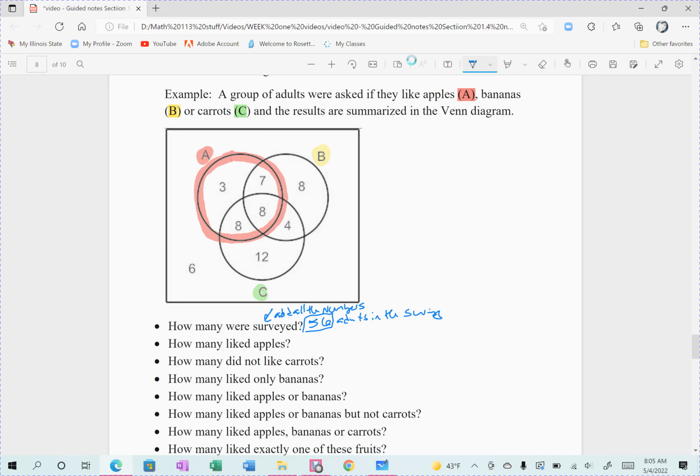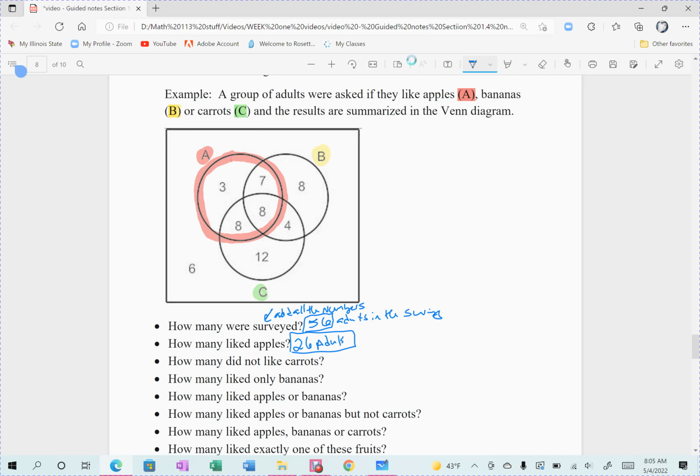So this time we're adding 3, 7, and 2 8s. When you add up those 4 numbers and only those 4 numbers, so 3, 7, 8 plus another 8, that's 26 adults who like apples. All right, 26 of the 56. So out of all the 56 people, 26 of them said they liked apples.